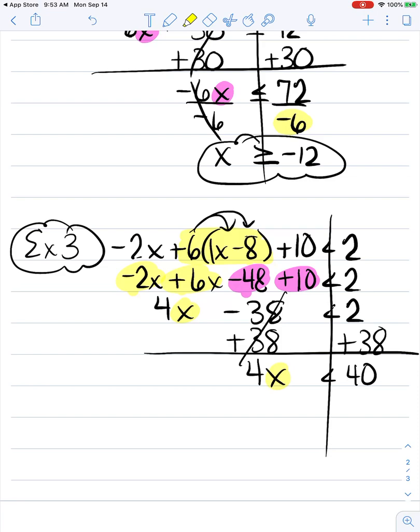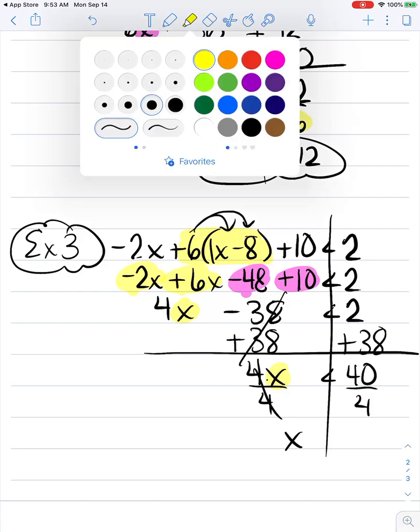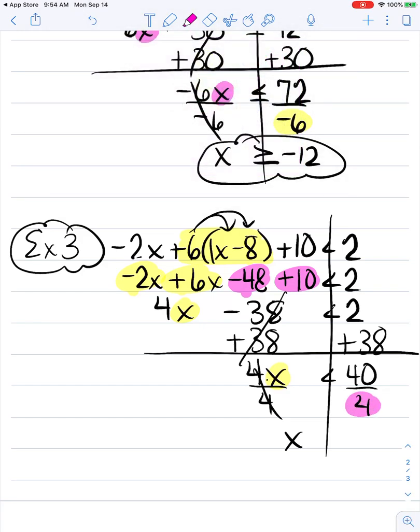I still have something that's called a coefficient that I need to get rid of on that variable. So I'm going to divide both sides by 4. So x is, and notice I divided by a positive. It's your number that's on the bottom. I divided by a positive, so I do not flip my inequality sign. And 40 divided by 4 is 10. So x is less than 10.